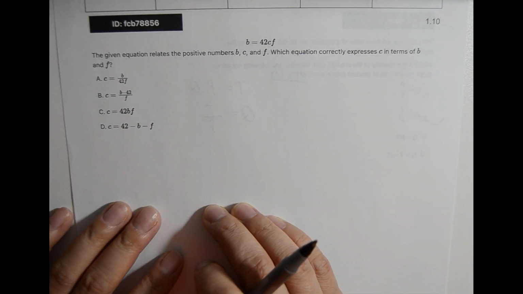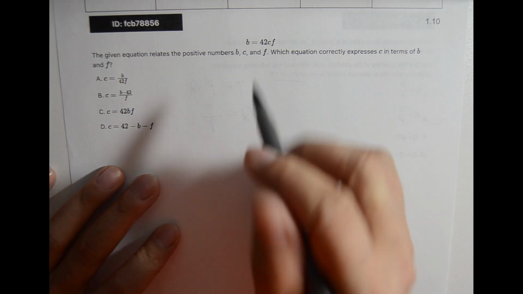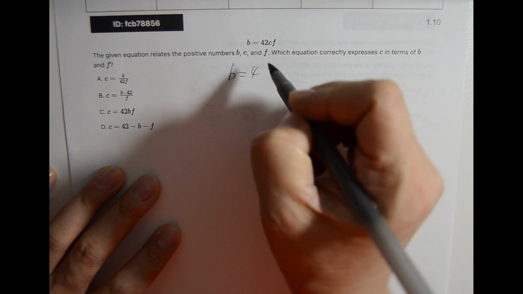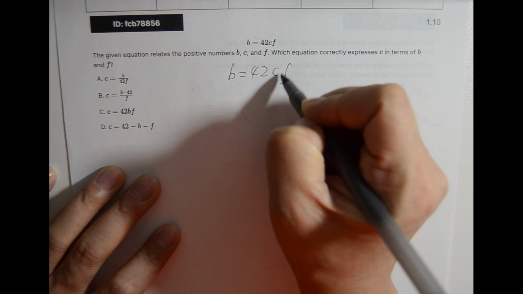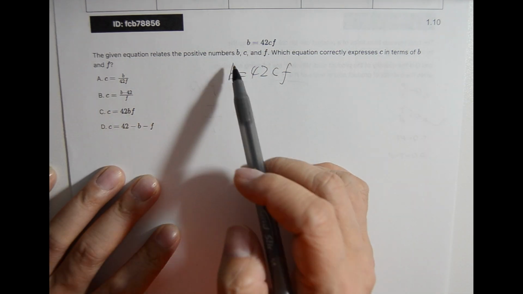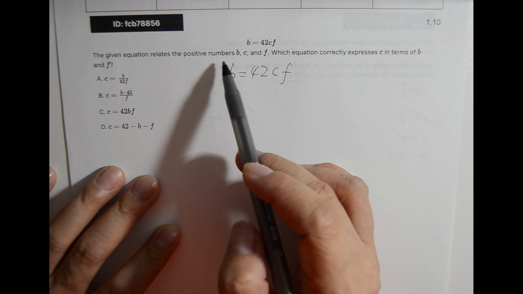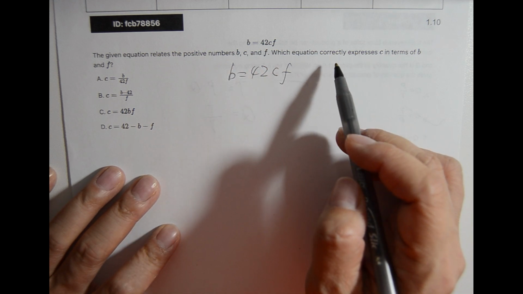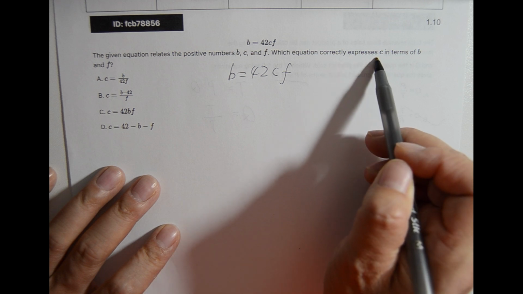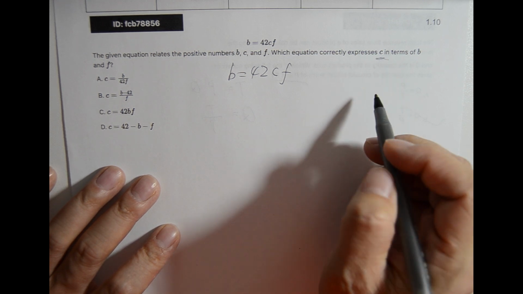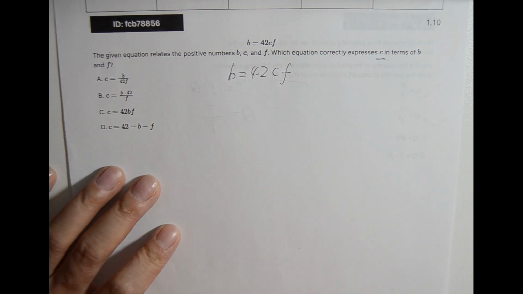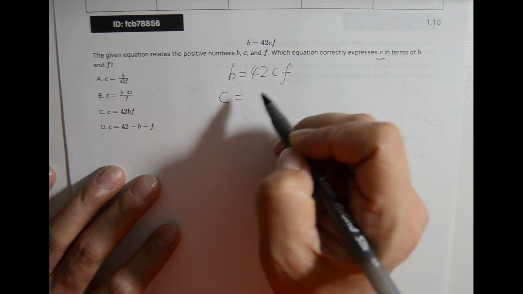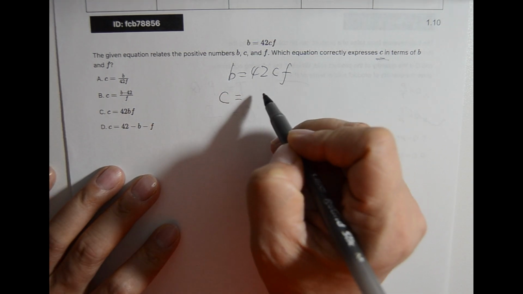Let's solve this SAT official math question together. We are given such an equation, B equals 42 times C times F, and the given equation relates the positive numbers B, C, and F. Then which equation correctly expresses variable C in terms of B and F? So we want to represent the variable C by using the variables B and F, right?